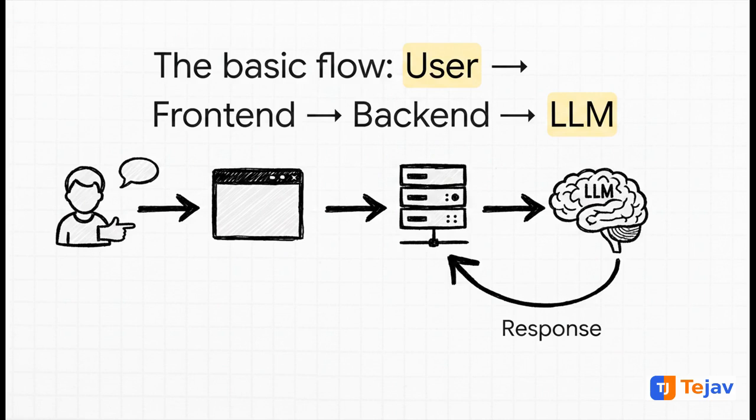Your message then gets sent to a backend server, which is kind of like the system's engine room. That backend then talks to a large language model, or LLM. That's the AI brain. The LLM dreams up a response, and that response travels all the way back to you. Seems simple, right? But the magic is all in the details.